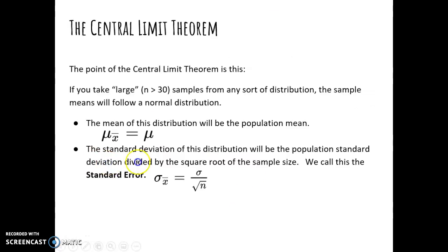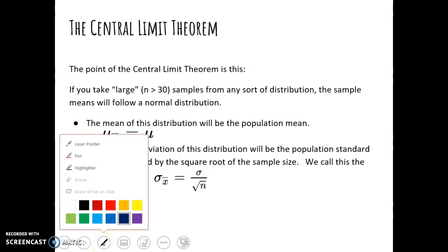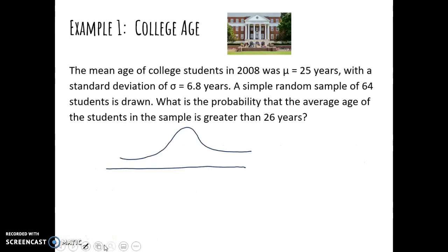So we can start by drawing our normal distribution. It doesn't say that it is a normal distribution, but because our sample size is bigger than 30, we know that the distribution of the sample means will be a normal distribution. Now, the mean of the sample means is the same as the population mean, which is 25.